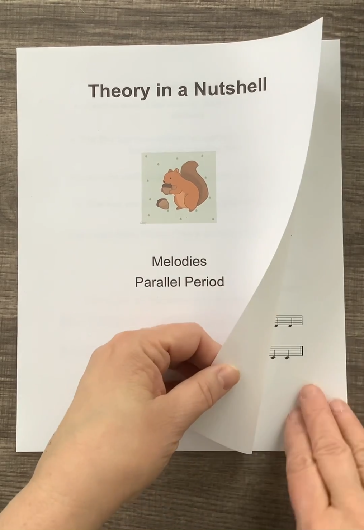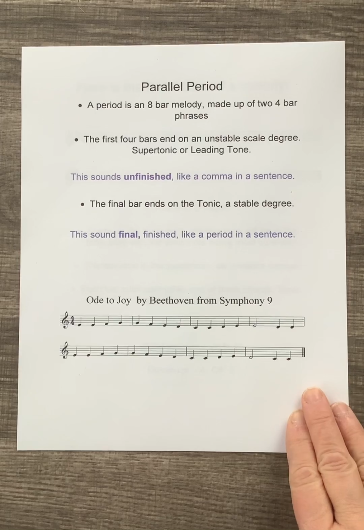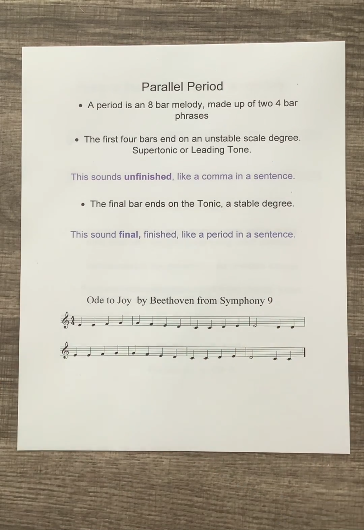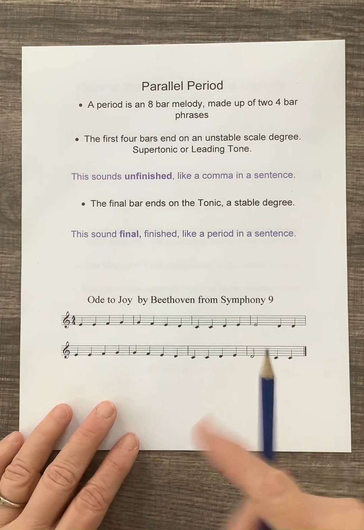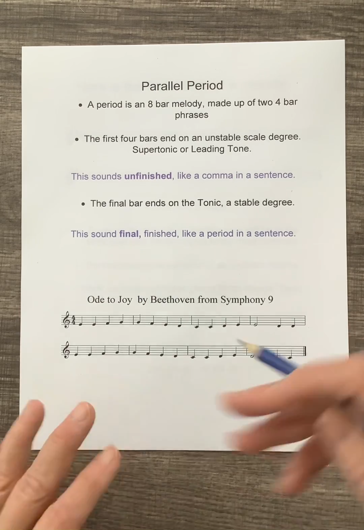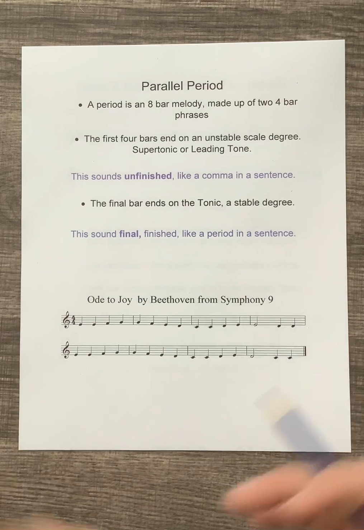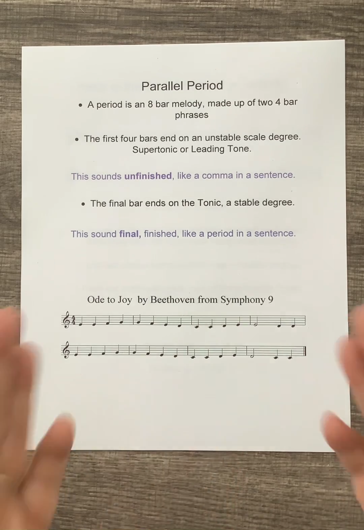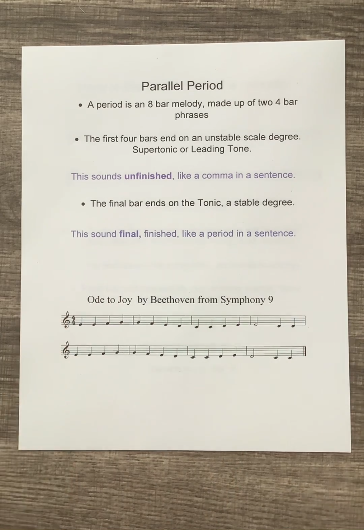Okay, so what is a parallel period? Well, it's an 8-bar melody or 8-measure melody, I'm just going to use the word bar, made up of 2 4-bar phrases. The first 4 bars end on an unstable degree, the supertonic or leading tone, so it sounds unfinished, like a comma in a sentence. The final bar ends on the tonic, a stable degree, and it sounds final, finished, like the period in a sentence.